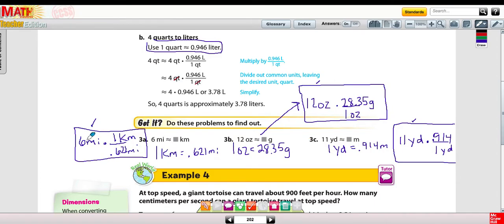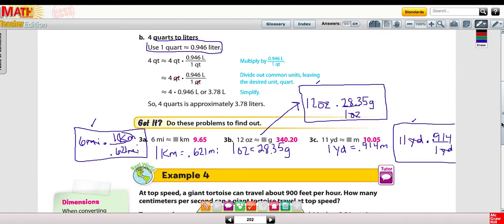So once you have it set up, again, you're canceling them out, so you're left with the desired outcome as far as the label or the unit. In 3B, the ounces are across from each other, so we can cancel those out. And in 3C, we're canceling those yards out. So all we have to do is pull up that calculator. For number 3A, it's 9.65 kilometers. For 3B, 340.2 grams. And 3C, 10.05 meters.